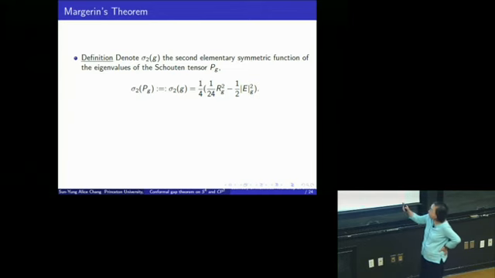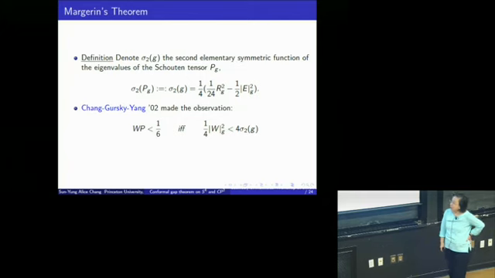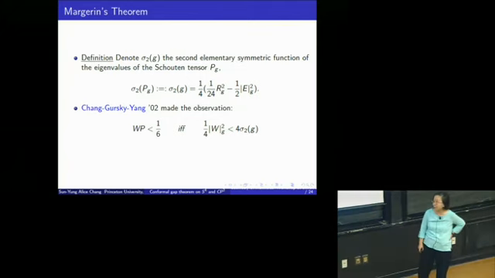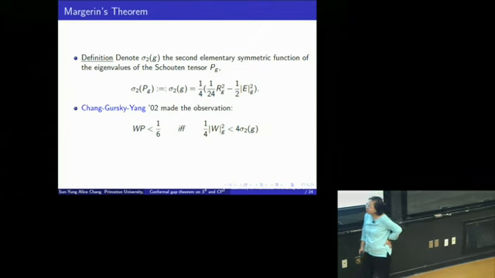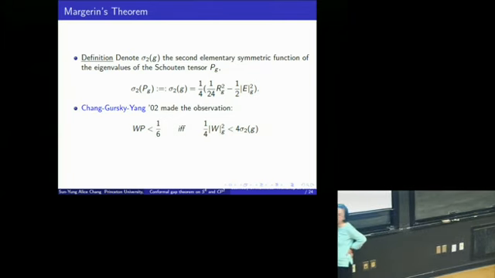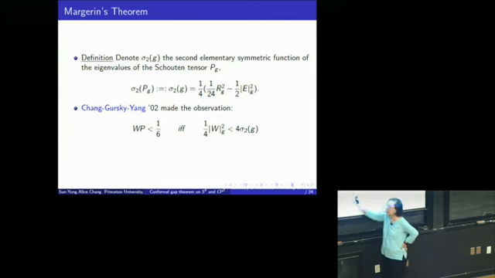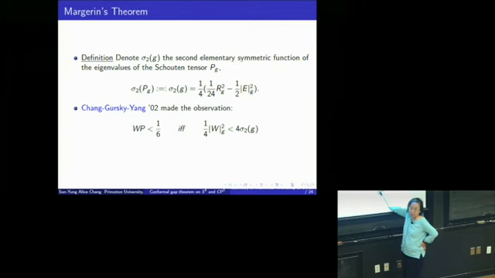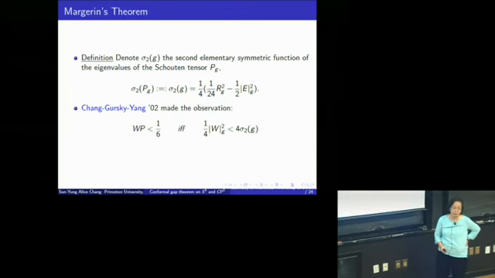And that turns out to be a multiple of the scalar curvature minus the traceless Ricci square. Notice the negative sign. So an observation made in our early work is we notice this weak pinching less than 1/6 is algebraically, if and only if, the Weyl part is compared to this sigma 2, the second symmetric function of this shortened tensor. So this is an algebraic computation.